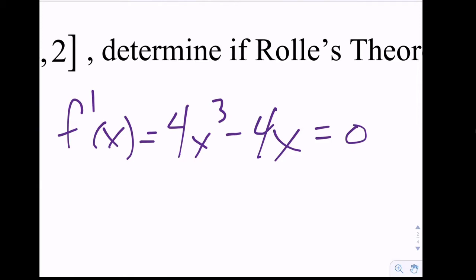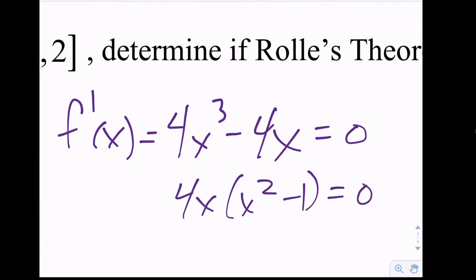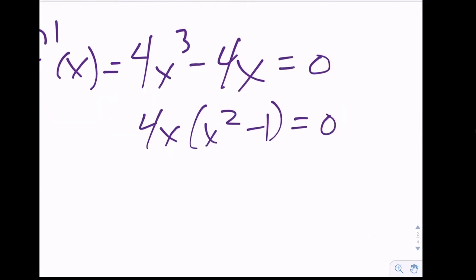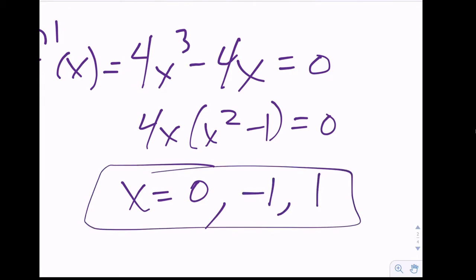Why 0? That's what the theorem is guaranteeing. It's guaranteeing a place where the derivative is 0. And of course, then we factor out a 4x, and we get x squared minus 1, still equal to 0. And from there, we can go straight to the solutions: x equals 0, -1, +1. Yay! That function has 3 critical values. We box them up, we walk away, yeah?